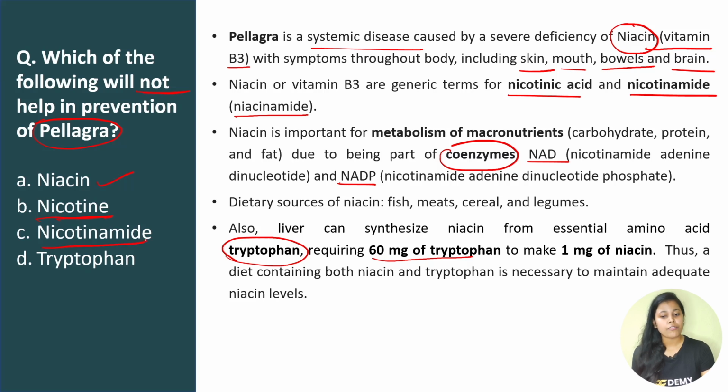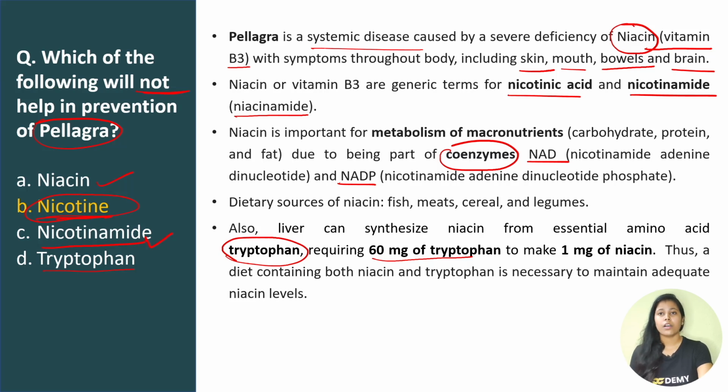Nicotinamide is actually a form of niacin. So, yes, it will help prevent your pellagra disease, and tryptophan again can help prevent it. How? Because it will get converted into niacin, and niacin will help prevent pellagra. So here we have got the answer, which will not help in prevention. The nicotine is not going to help in prevention because that is not related to niacin. This is how you're going to see the related concepts of this particular question.